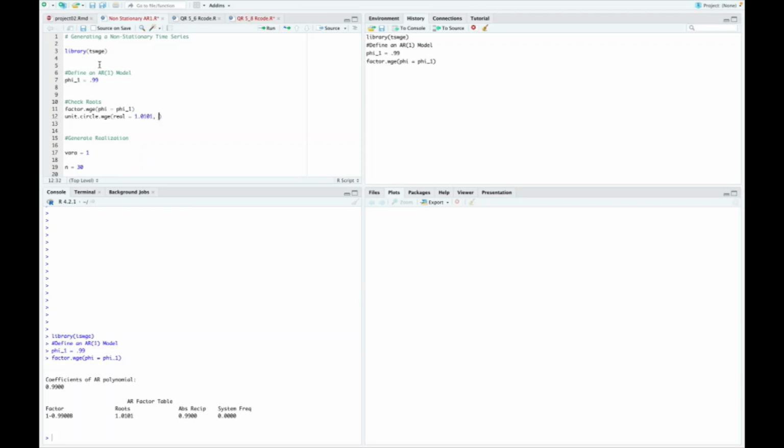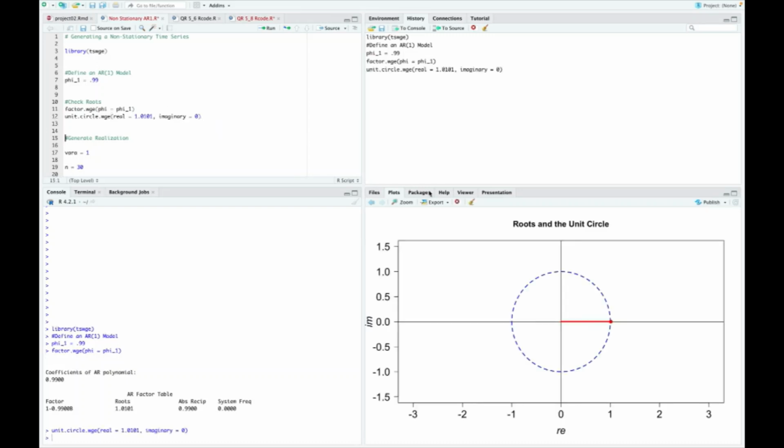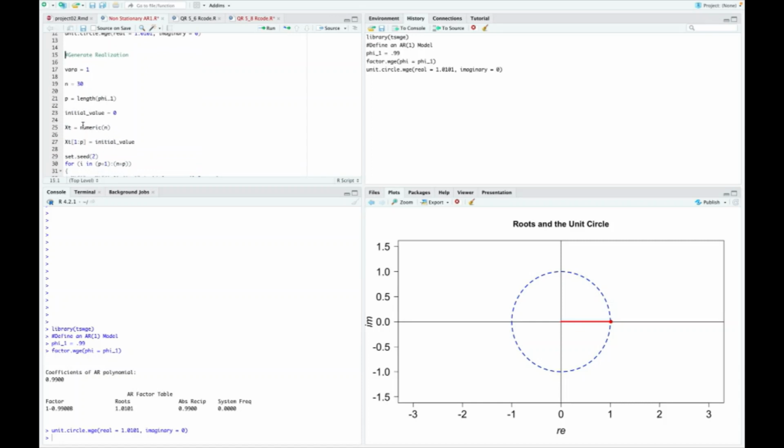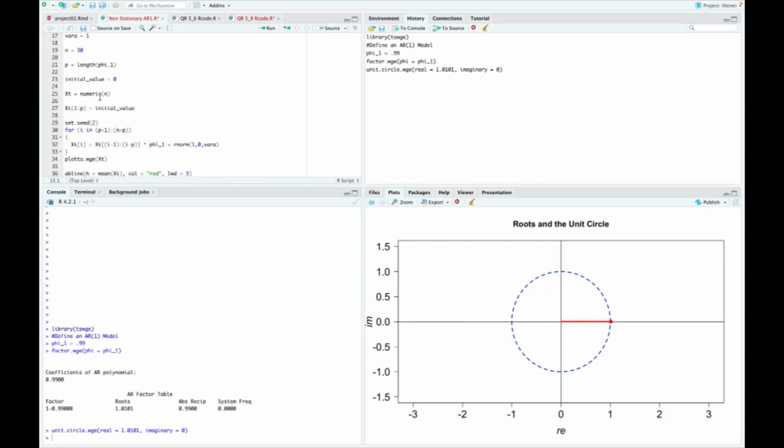1.0101. And the imaginary part, it's a real root, so there is no imaginary part. We'll explicitly put in 0 there. And if we do that, we can see that it is just barely outside the unit circle, but still stationary. And so what does that mean? It means it'll be attracted back to an overall mean. It might take a while to get back there. It may go on extended runs above and below the mean. But let's see exactly what we're talking about with that.